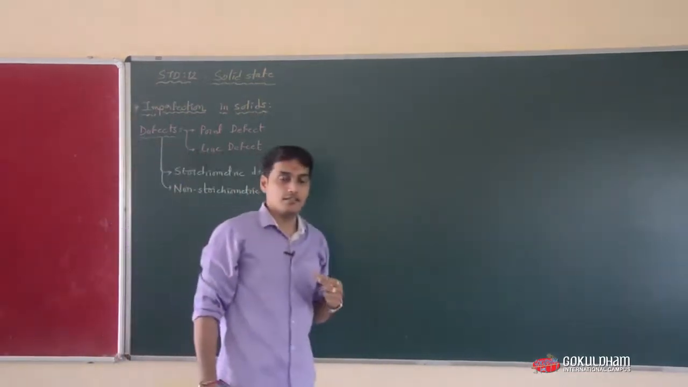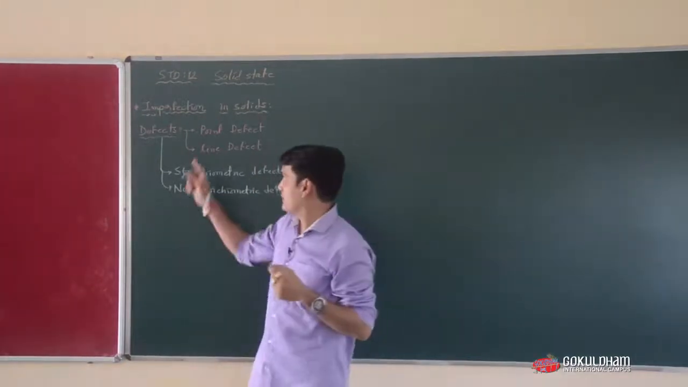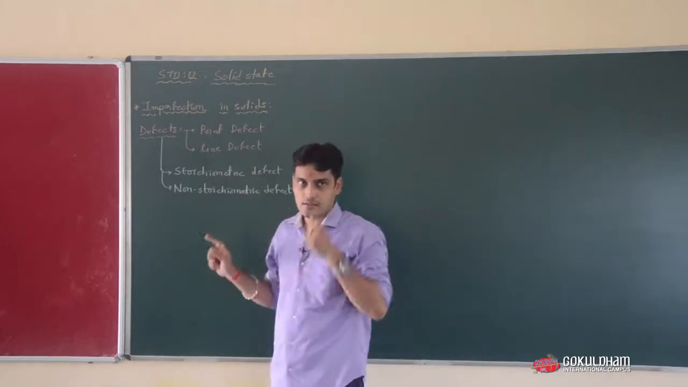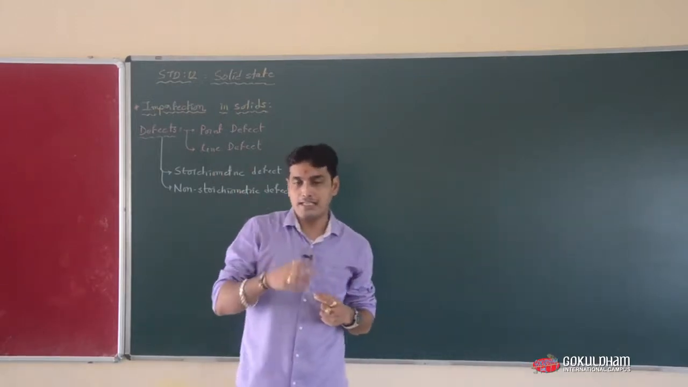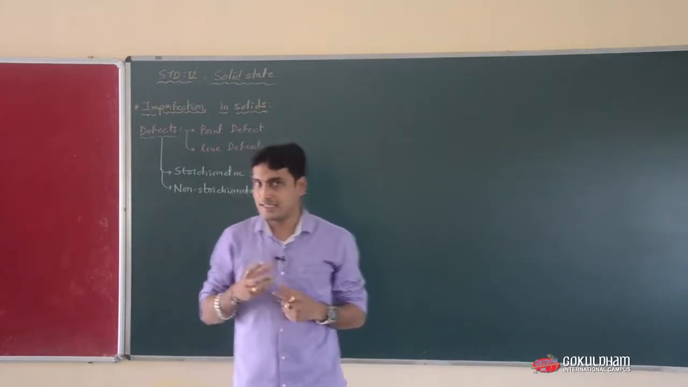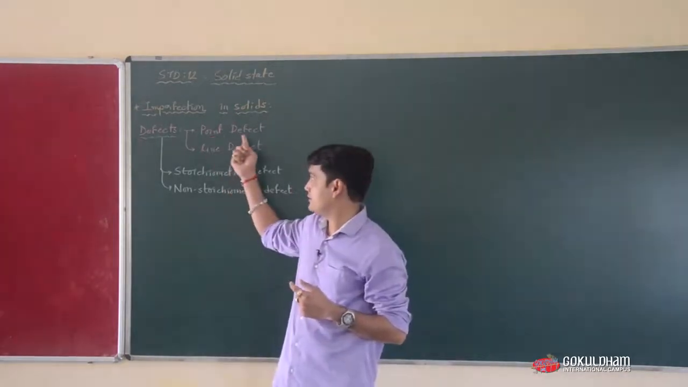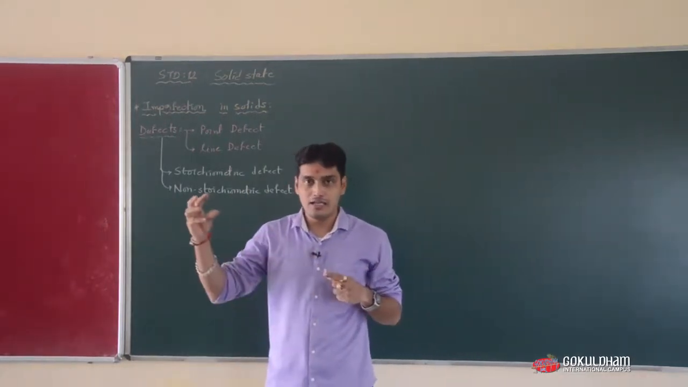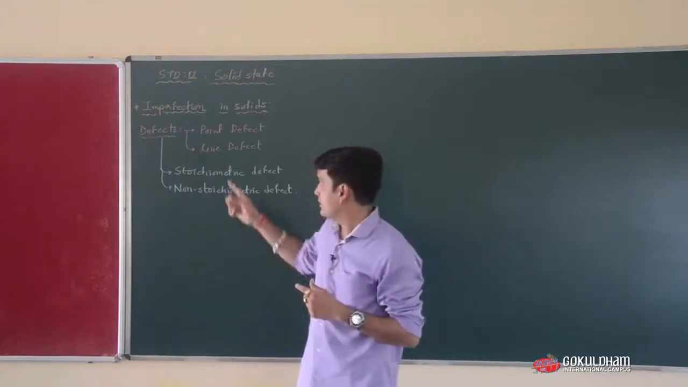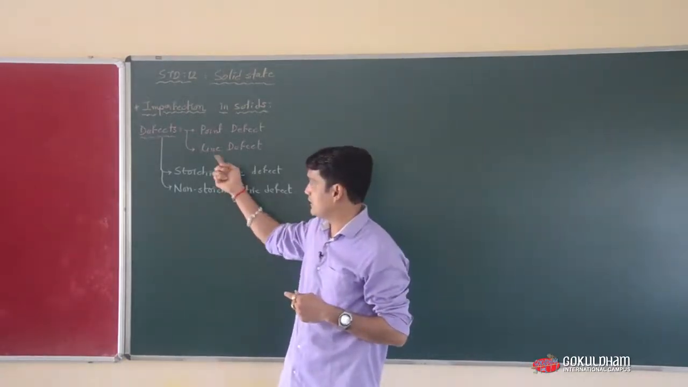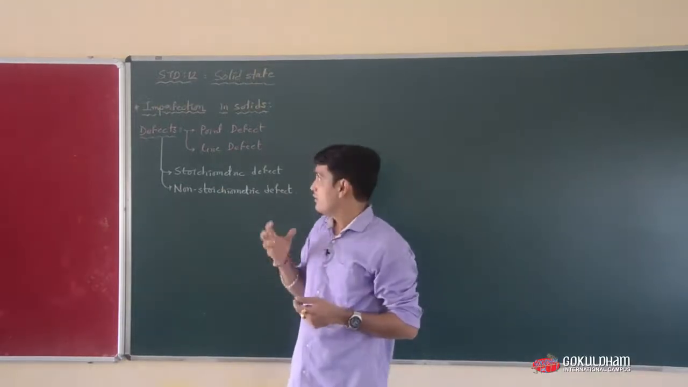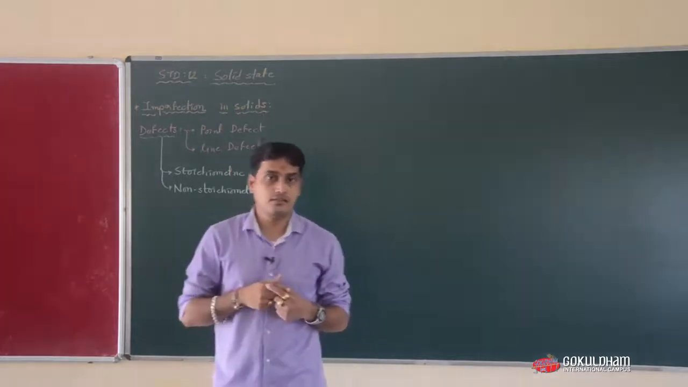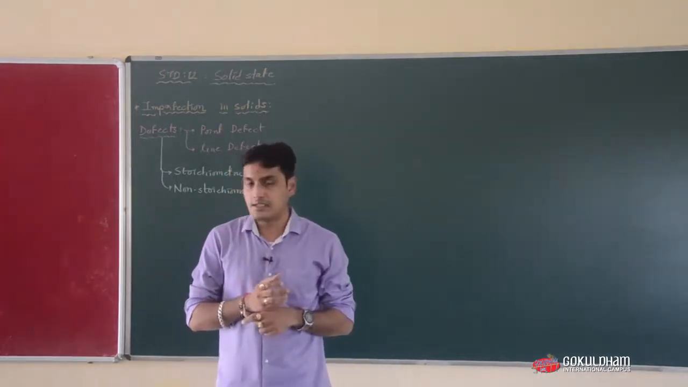Imperfection means defect. The defects have two types: point defect and line defect. From the solids, some particles are missing. At that time we call it a point defect. But from the lattice or crystal, the whole line is missing. At that time this defect is known as line defect. This imperfection occurs in solids for various reasons.